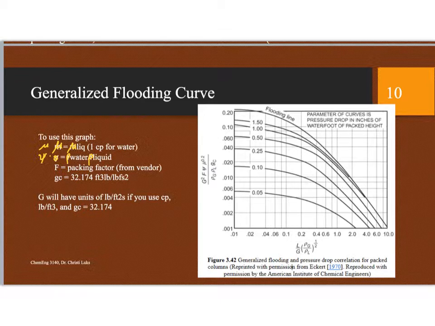And if you're using this chart here, G is going to have units of pounds per square foot per second. If you use C sub P and G sub C is 32.174. So this is a way that we can evaluate when flooding is going to occur. So we're going to stop this video here, and we're going to come back in the next lesson and look at a practical example.